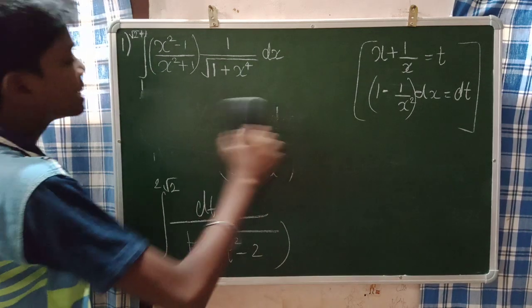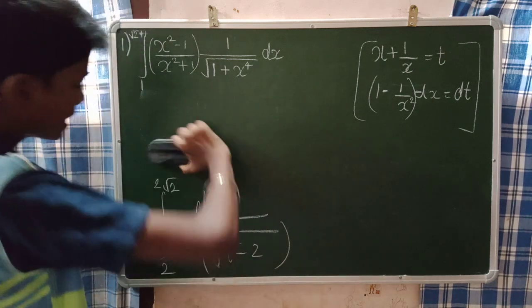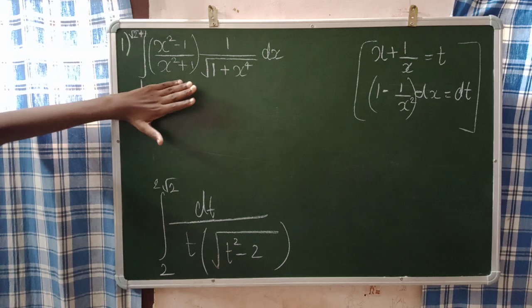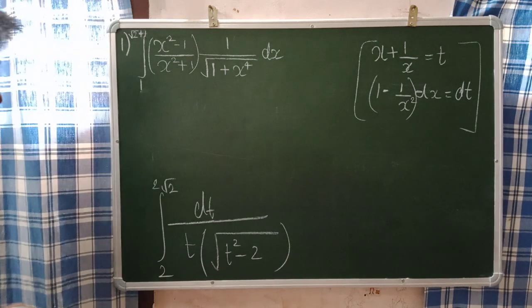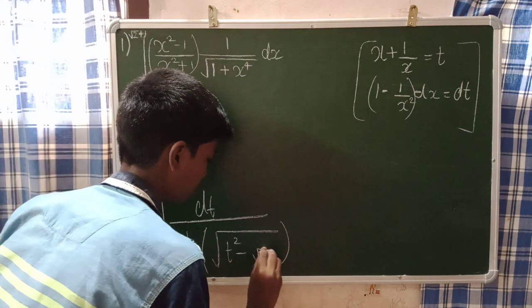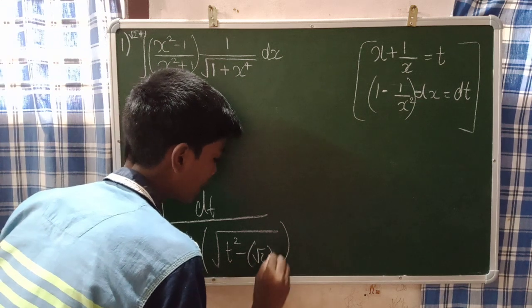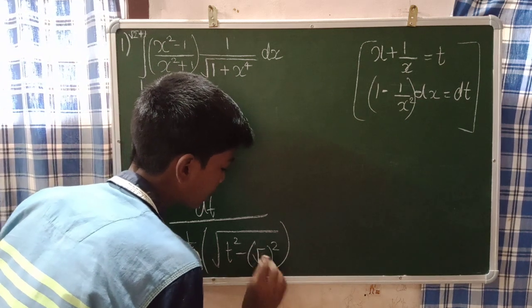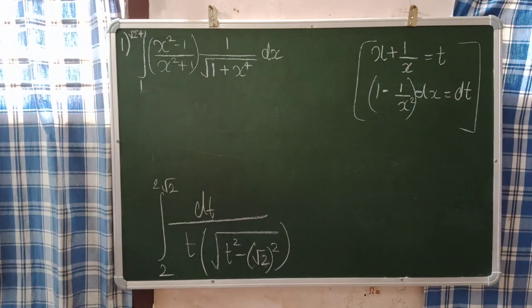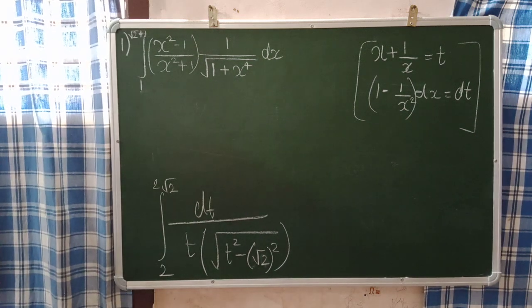So after this, what you can do is very simple. After this, it's going to be an easy task. Now I'm going to write this 2 as root 2 square. You know the reason, right? You know what is the reason I'm writing this 2 as root 2 square? Of course, it's an easy one.